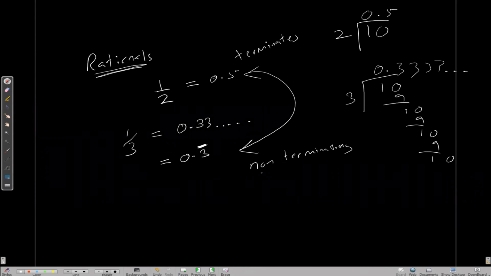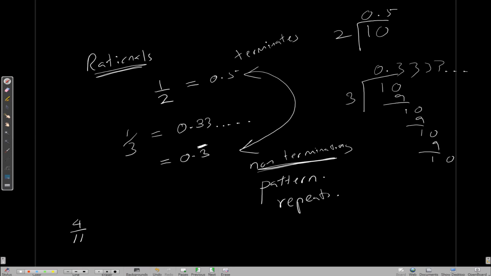Even though it's non-terminating, there is a pattern. That's the key. What is the pattern? 3, right? So we call it a repeating pattern. It's repeating and non-terminating. Now let me give you more examples, then you'll understand. What if you had a number like this? Let's say 4 over 11.